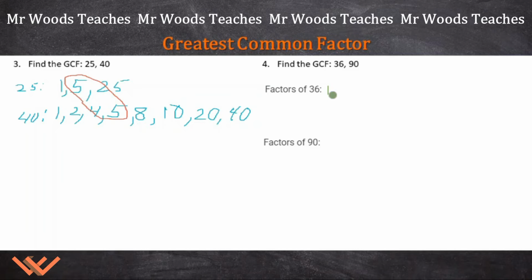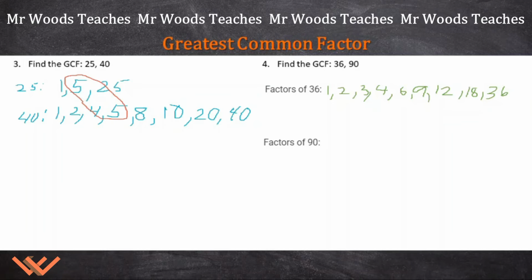1 times 36, 2 times 18, 3 times 12. Then I have 4 times 9, which is 36. 5, nope. 6, yes, because 6 times 6 is 36. 7, no. 8, no. 9, yes, because there's that 4 times 9. 12, because remember we did 3 times 12, 2 times 18, and finally 36, because 1 times 36 is it.